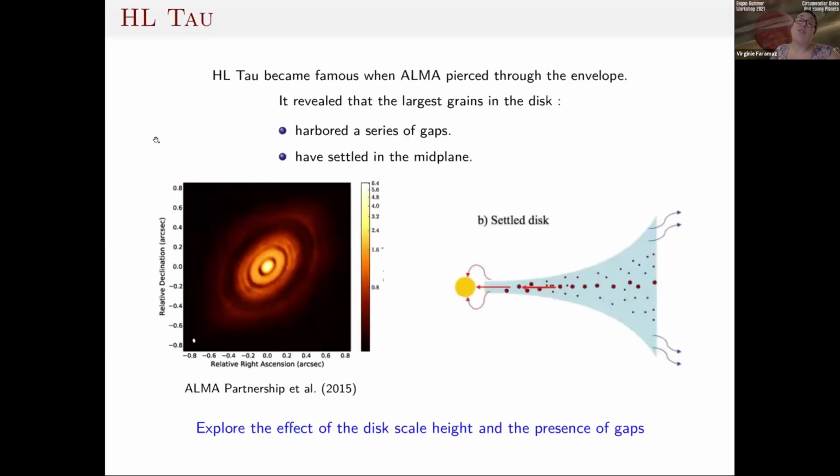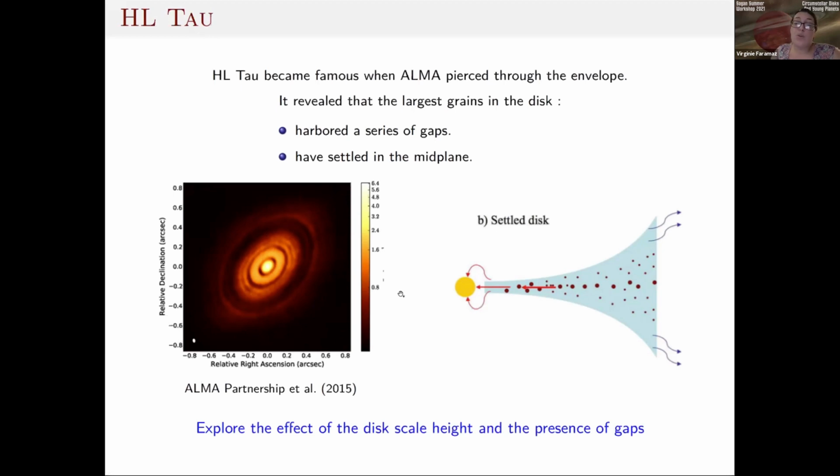And of course, ALMA pierced through the envelope, and it revealed that the largest grains in the disk harbored a series of gaps here and had settled in the midplane. So I will refer you to talks that we're having tomorrow, and you will learn more about grain growth, so how grains grow in a protoplanetary disk, and how the bigger grains settle in the middle. But this is something we learned for HL Tau.